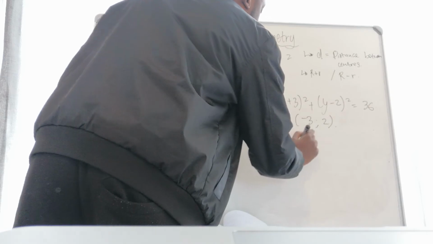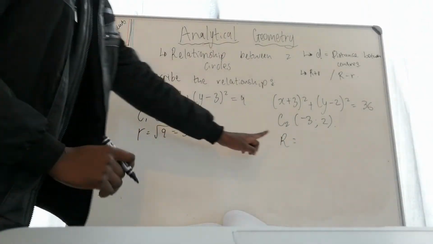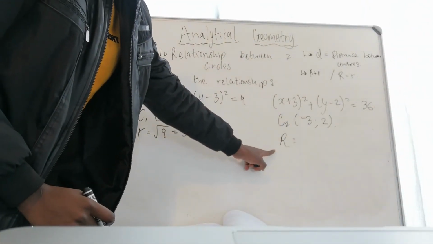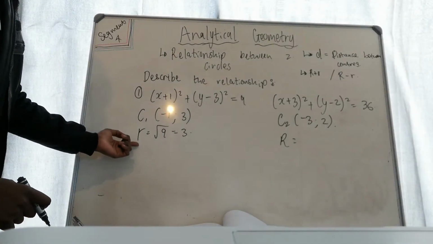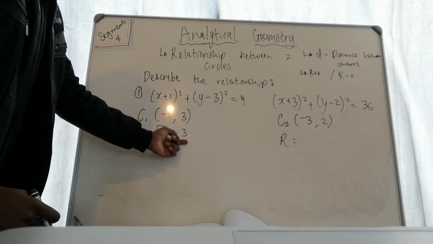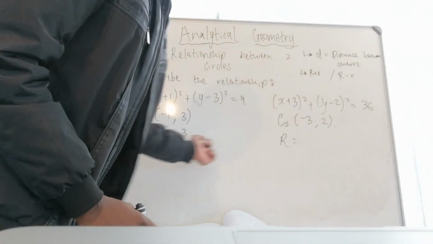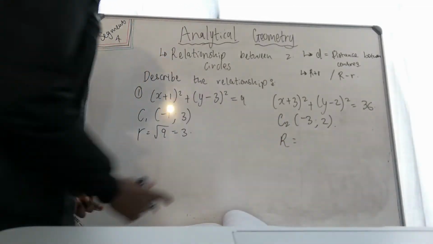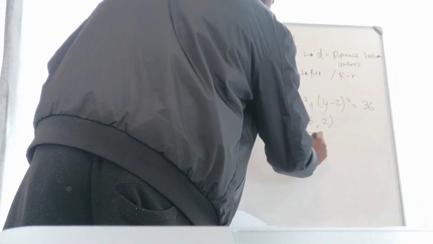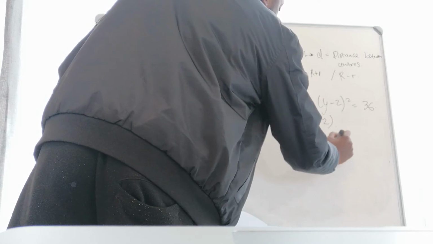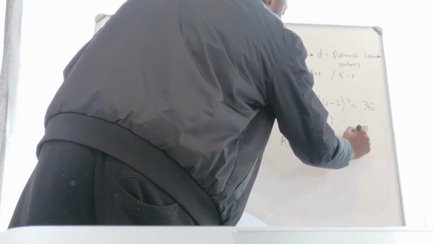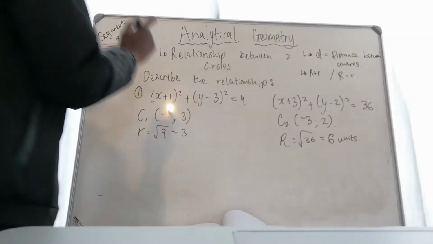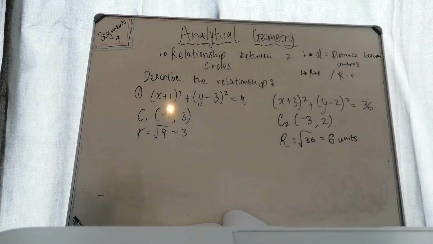And the r, I'm particularly using the big letter R there, and the small letter r here, because this radius is smaller than that other radius. So here we have the square root of 36, which is a whole 6 units. This one is 3 units instead, right? So you're still with me, right?